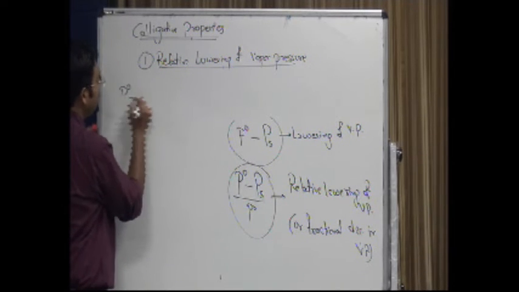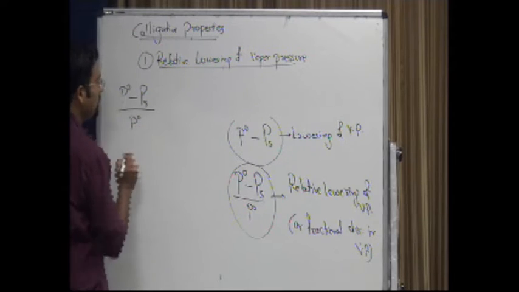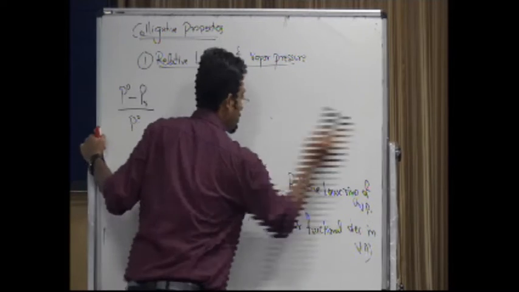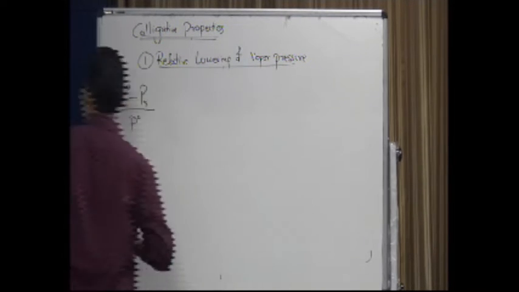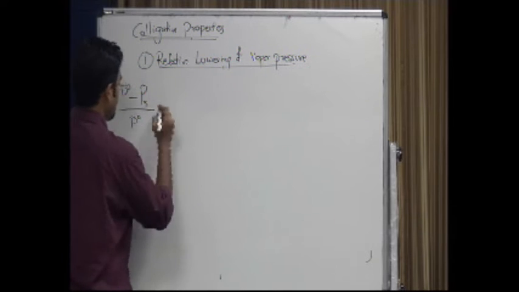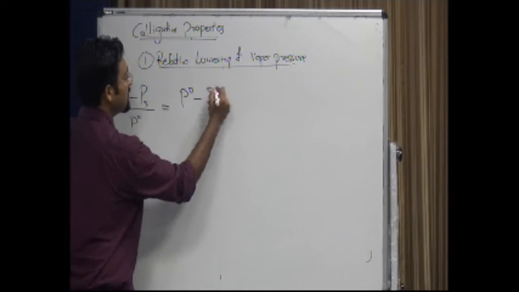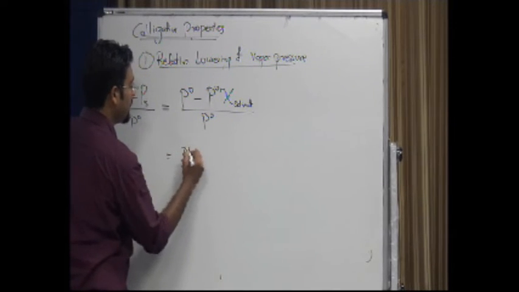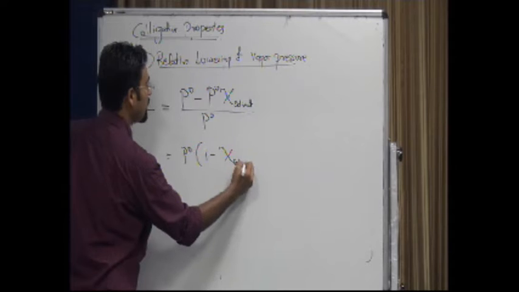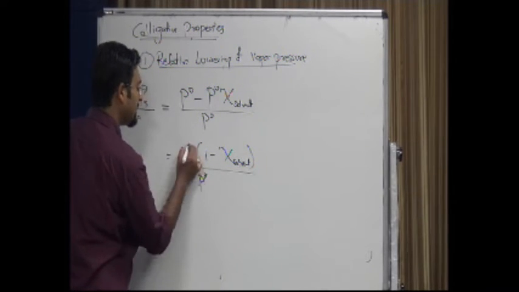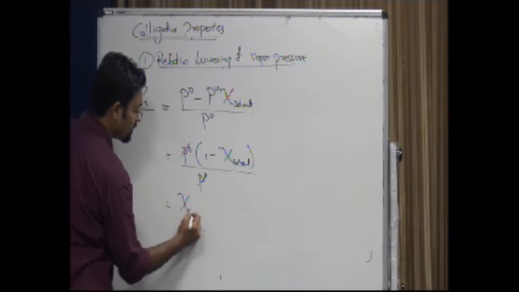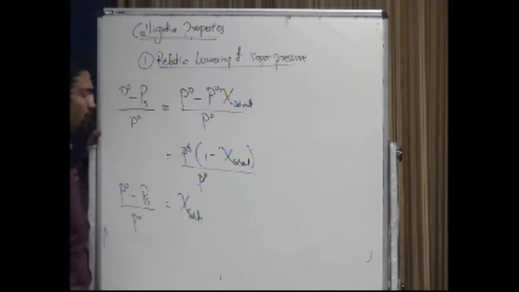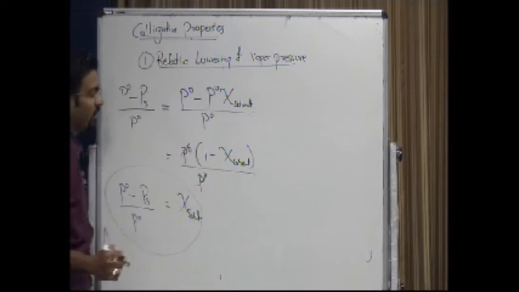So (P naught minus Ps) upon P naught is the relative lowering of vapor pressure. Let's just quickly derive an expression for it. Now I know that Ps can be written as P naught into mole fraction of solvent. So I can take P naught as common: P naught into (1 minus mole fraction of solvent). It'll cancel, and it will become mole fraction of solute. So (P naught minus Ps) upon P naught is equal to mole fraction of solute. This is the formula I've derived here.